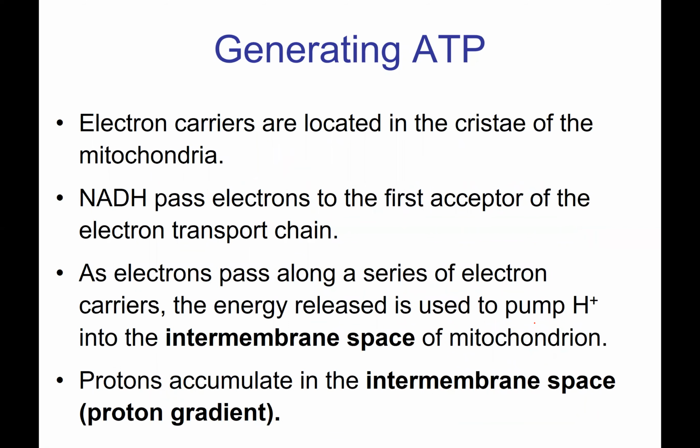So electron carriers are going to be located in the cristae, in the folds of the mitochondria. Our electron carriers are going to pass off our electrons. They just dump them on the electron carriers. And as they pass, they then are going to pump hydrogen ions into what's called the inner membrane space of the mitochondria. And as they pump these hydrogens, they are going to create a proton gradient. And this proton gradient is going to be really important in a second.